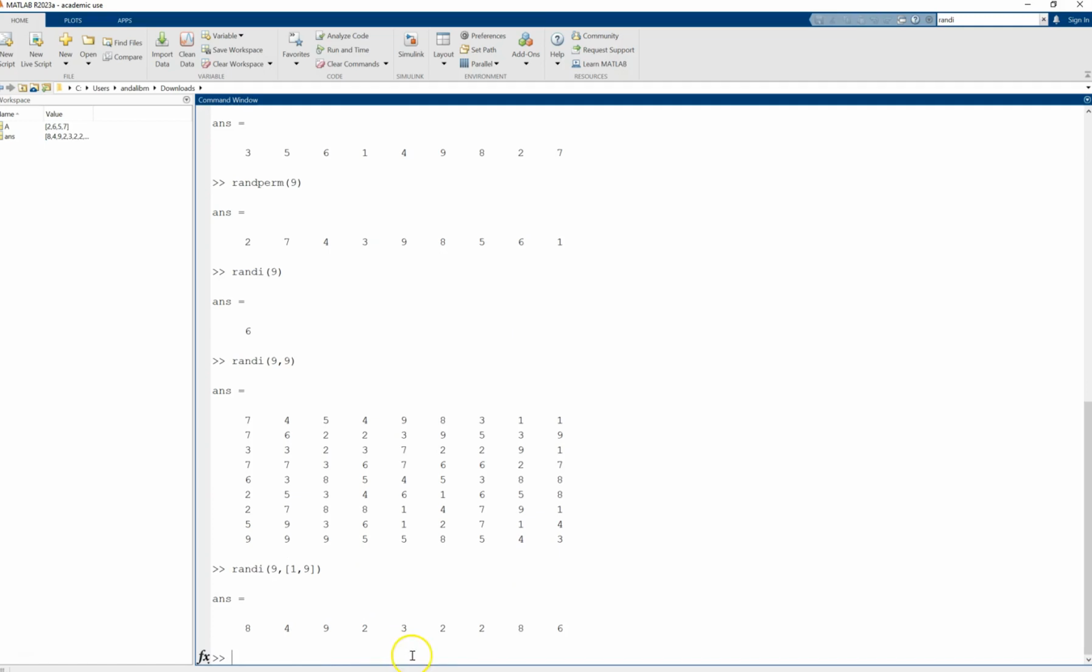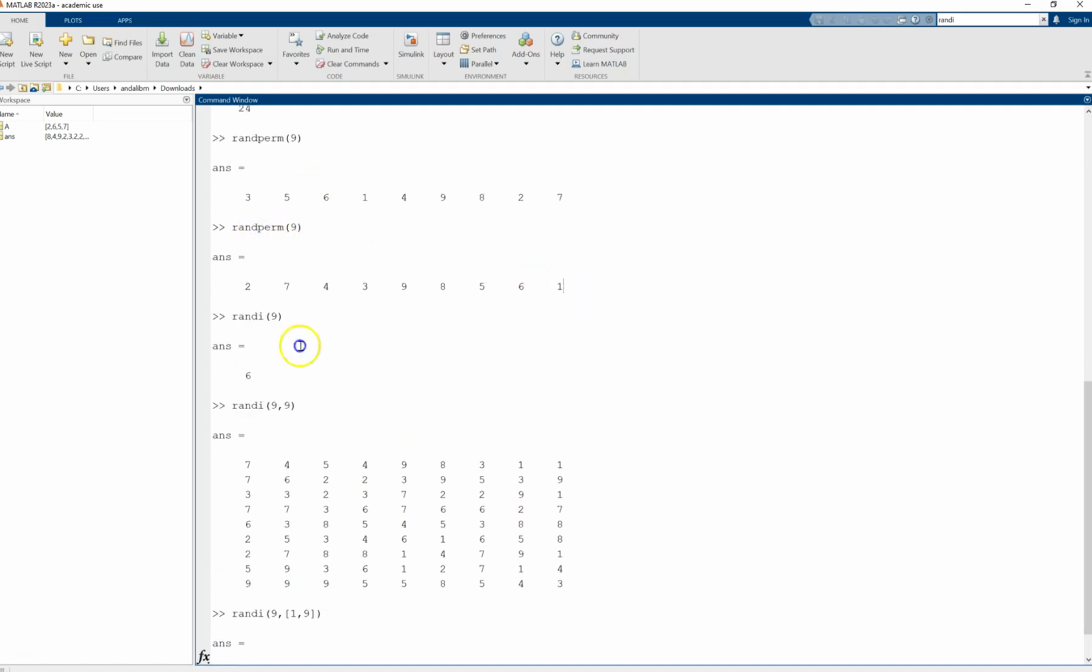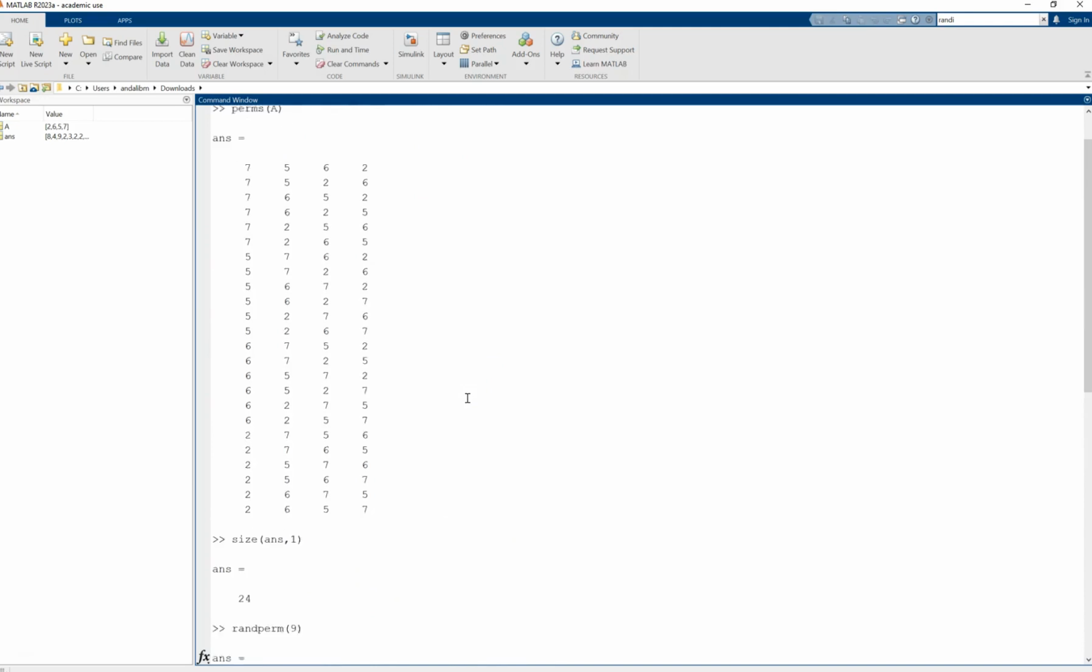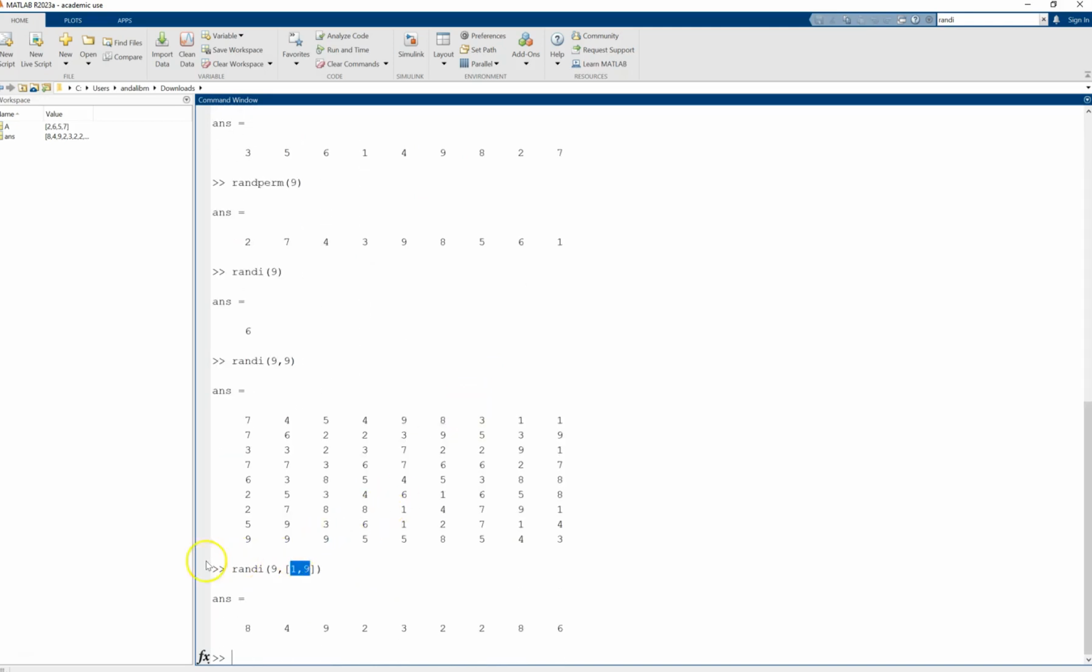And it does that, but there is no guarantee that you see all of the numbers from 1 to 9 here. Some numbers might be repeated several times, because it is like running this random command 9 times. But with randperm, you see all of the numbers from 1 to 9 just shuffled. So that's the difference between this one and this one over here. Okay, so that was randperm and the perms command. Let's move on to the next interesting commands.